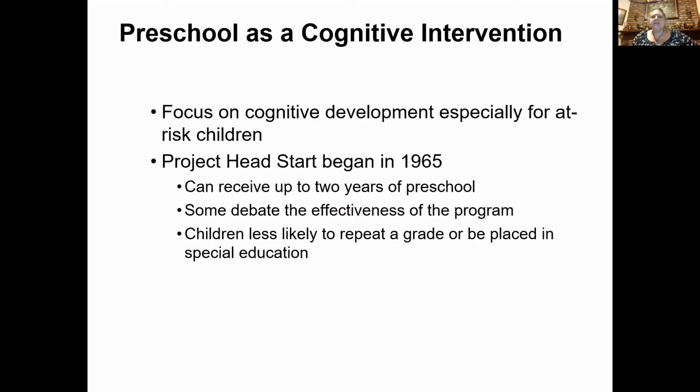And preschool as a cognitive intervention. In the United States, there have been different preschool programs put in place in order to help with later school achievement. That was the goal, to give them that head start they need, that jump ahead to be able to do better in school. The focus was especially on at-risk children, and something called Project Head Start began in 1965. With Project Head Start, children could receive up to 2 years of preschool at no cost to the parent.